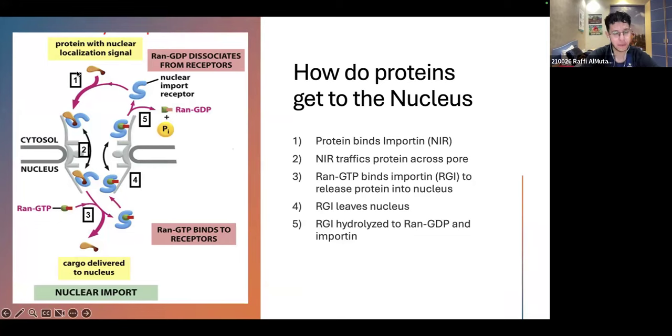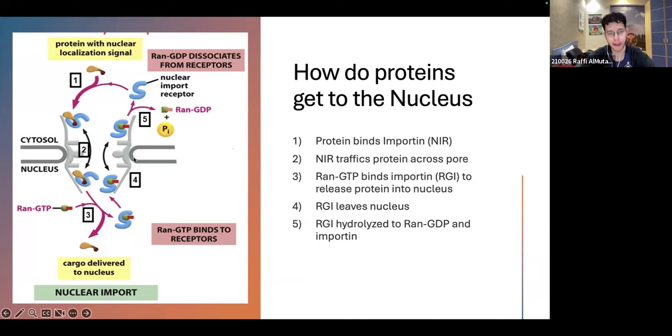So let's just recap these first three steps. The protein will bind importin. Importin will take it across the nuclear pore. And RAN-GTP will then bind the importin to push the protein out into the nucleus. So at this point, we've delivered the protein. What happens now? How do we take importin back out? The RAN-GTP is going to leave the same way it came in, through the pore, and then the RAN-GTP and the nuclear import receptor will separate.